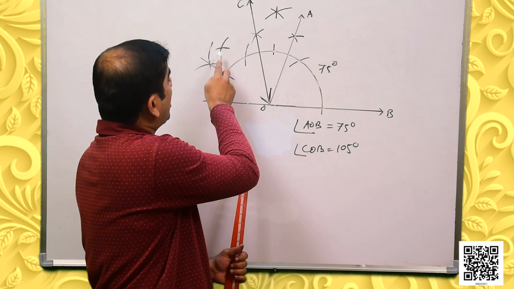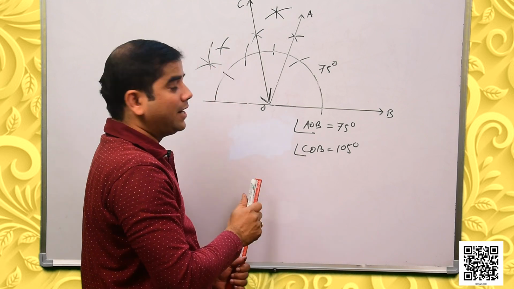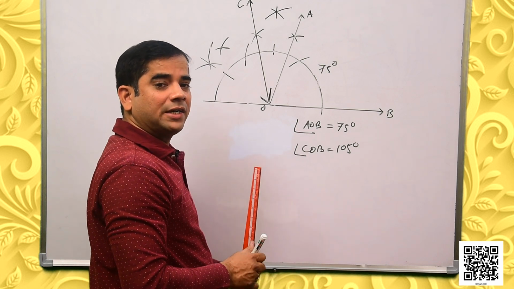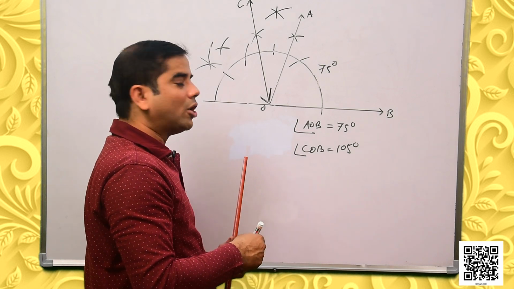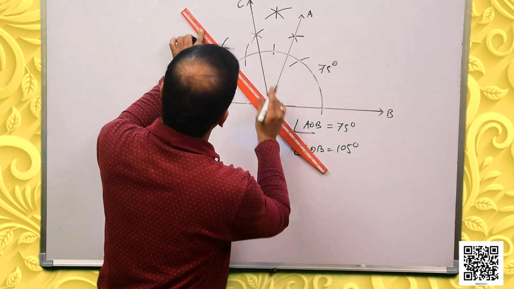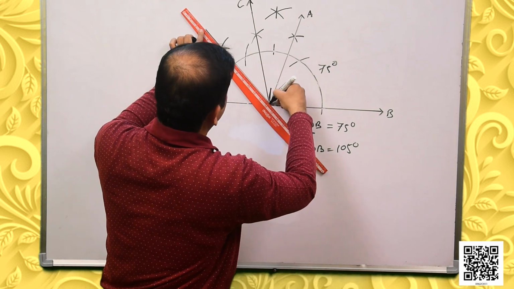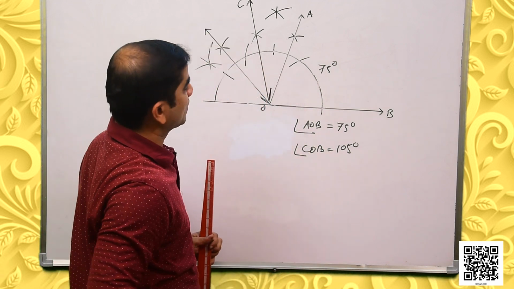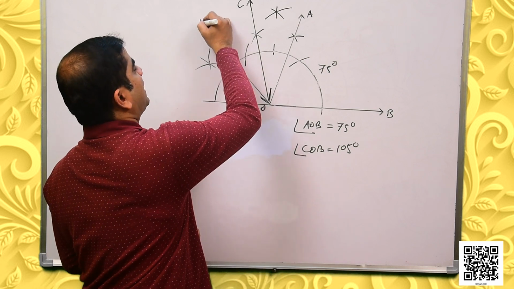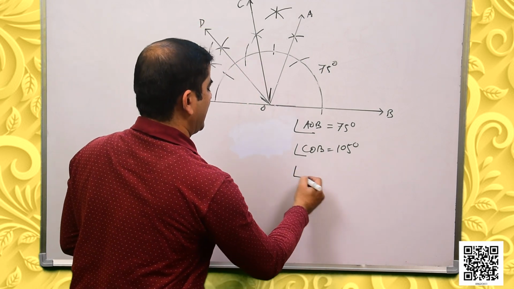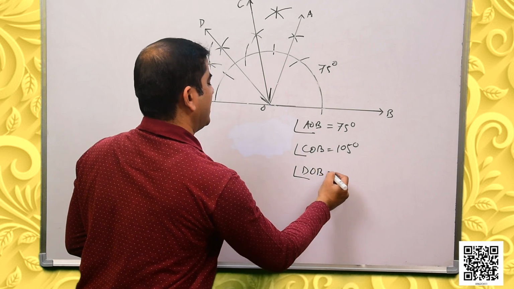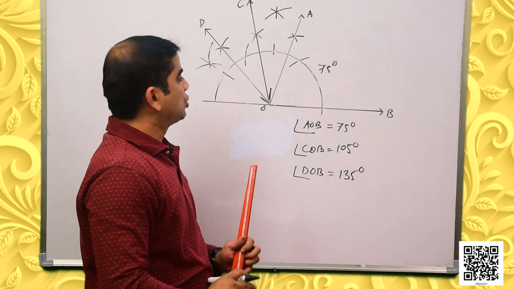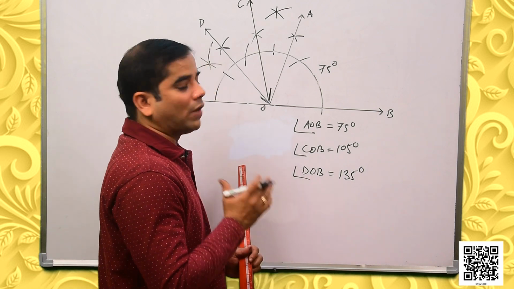So students, the point of intersection over here, when joined with the vertex, will give us the value of 135 degree. So let us now join the 2 points. So if this point is D, now angle DOB is equal to 135 degree. Okay. So again I am repeating the procedure for 135 degree.